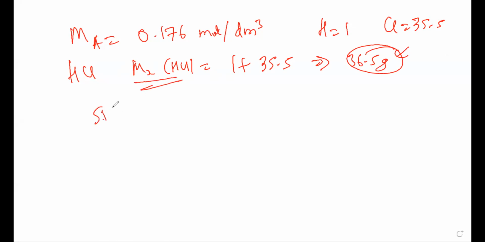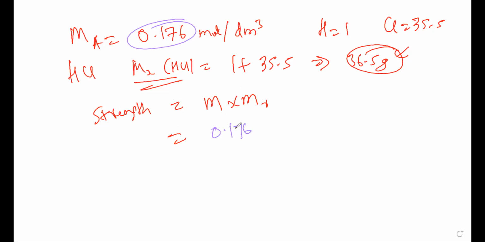Now to find the strength, you will have to multiply the molarity by the molecular mass of HCl. The molarity you can already see here is 0.176. So we write 0.176 here, right? And we just multiply this by the molecular mass, that is 36.5, right? And when you do all this calculation, you get your final answer.